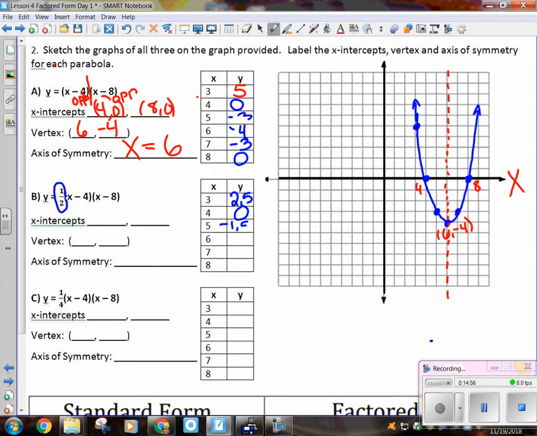Negative 1.5, still negative. Half of negative 4, negative 2. Half of negative 3 again, negative 1.5, and then half of 0 still 0.